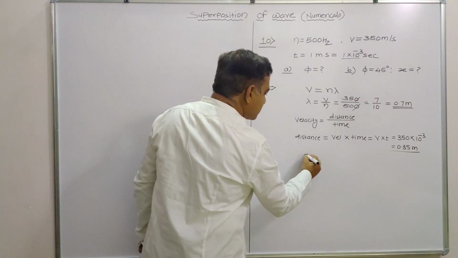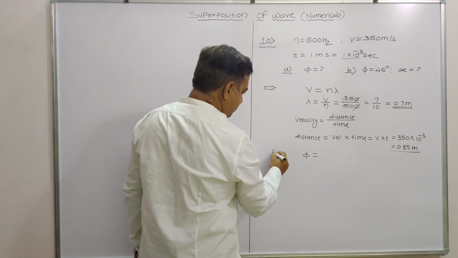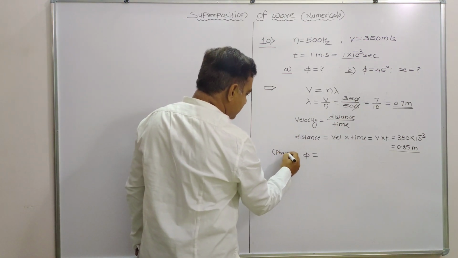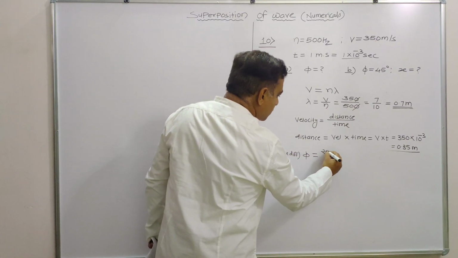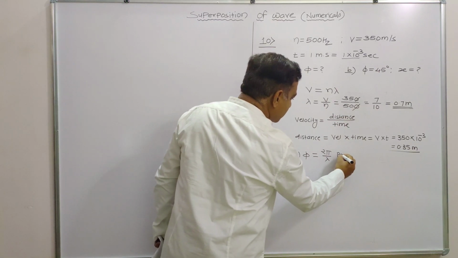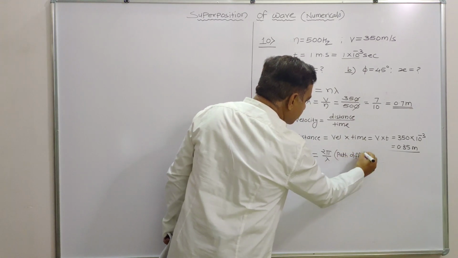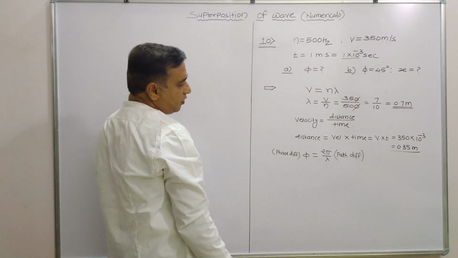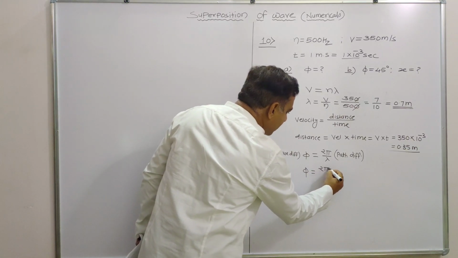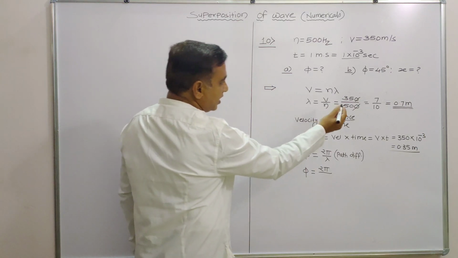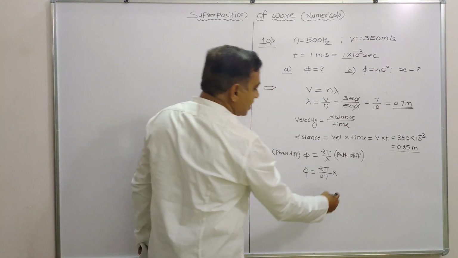Okay. So we know the factors, sir. We are going to calculate the phase. Phase difference. Phase is equal to 2 pi upon lambda into path difference. This is your formula. Okay. This is the formula. So we need to substitute now. Phi is equal to 2 pi upon lambda, the value is already we have got, that is 0.7, into path difference, that is x.